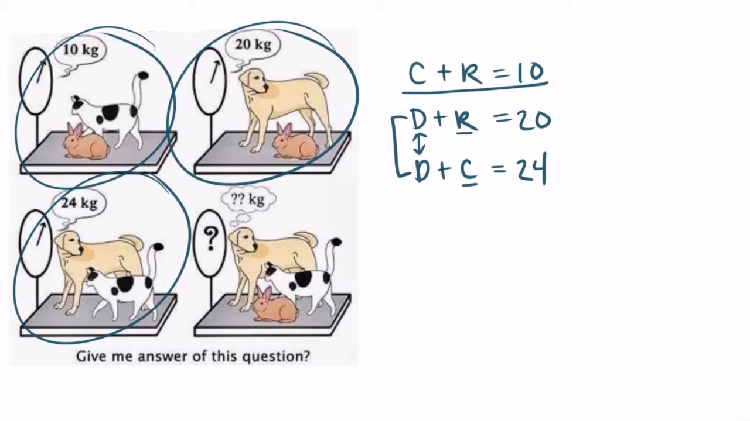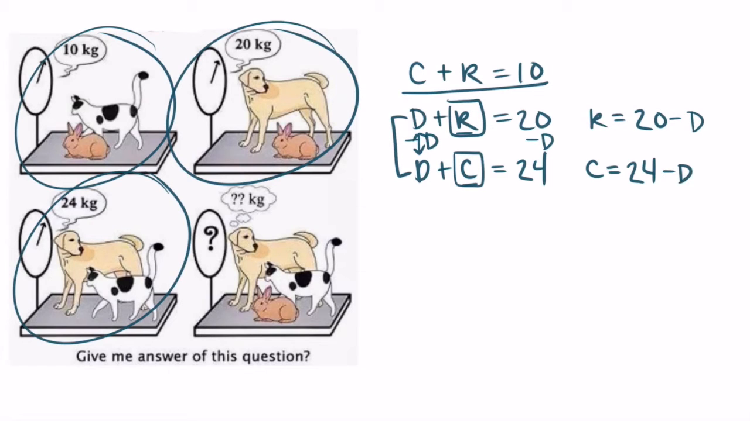So how I would do that is I want to get R by itself and C by itself. So we would have to subtract D off from both sides. And this equation would become R equals 20 minus D. And then my cat equation would become C equals 24 minus D. Now you can see both equations are in terms of D.